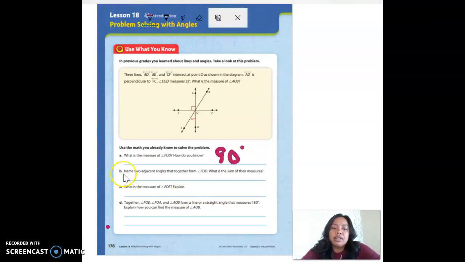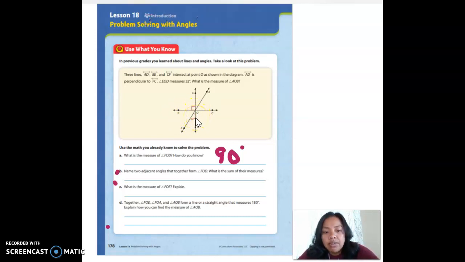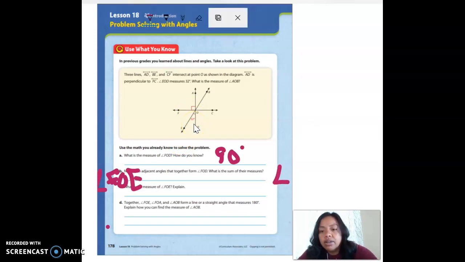Okay, the next part, it says, name 2 adjacent angles that together form FOD. So here's FOD. Which 2 angles? Adjacent means that it's right next to each other. It shares a side. That's what the word adjacent means. So the 2 angles that make FOD are FOE, and like I said, my stylus is very big, so it's hard to write. And then the next one is EOD. So again, angle EOD.